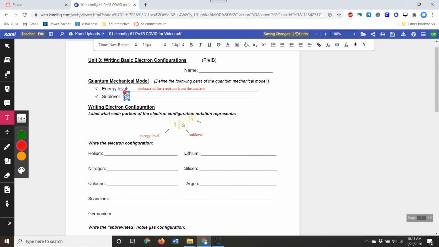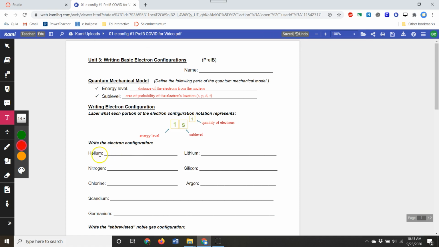Remember, sublevel represents an area of probability of the electron's location. That area of probability can be a different shape, depending on whether it's an S, P, D, or F. Don't forget that the superscript represents a quantity in that particular position. So let's take a look at some of these elements.